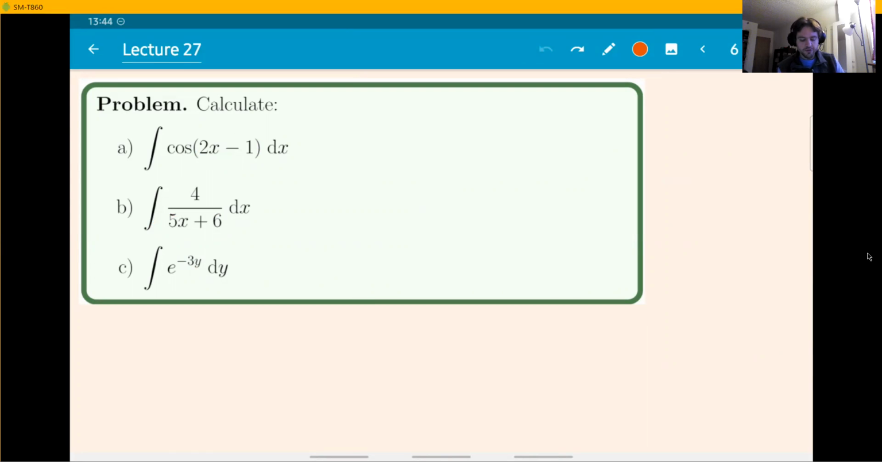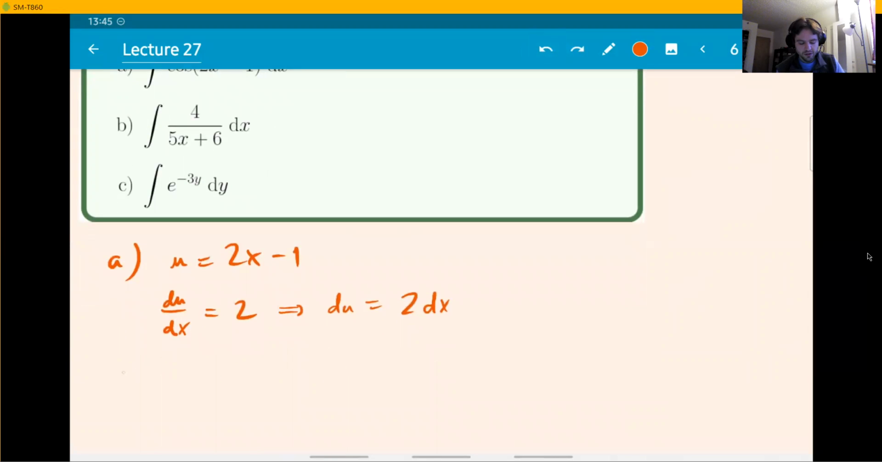Okay, so cosine of 2x minus 1. That's a composite function. Let's call u the inner part, 2x minus 1. Du dx is the same thing as 2 in this case. Symbolically, we can write this as du equals 2 dx. So in the original integral, if you see a 2 dx, you can replace that by du. We don't see a 2 dx in there, we just see 1 dx. So we're going to introduce this 2 artificially.